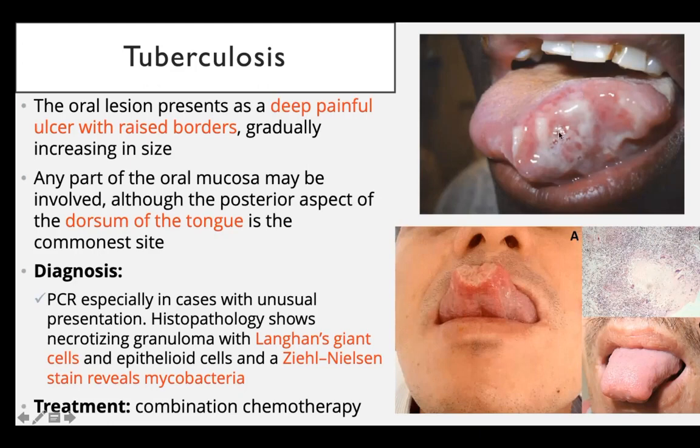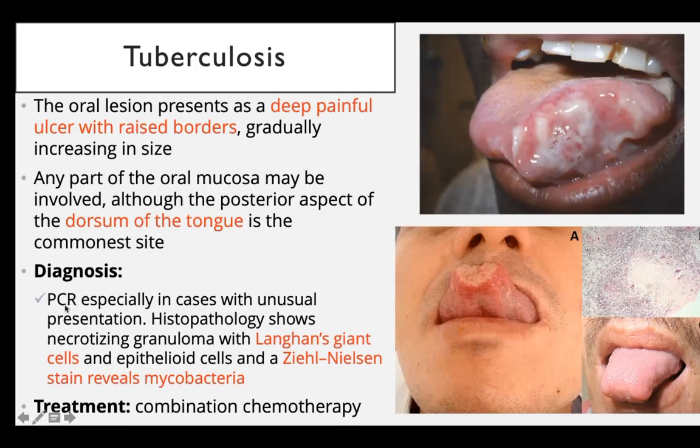Found on the dorsum of the tongue. Strawberry tongue, white. In the case of scarlet fever, the white will peel off. In this case, it will not peel off. And then you will do some patch test for tuberculosis, and you will see that it's positive for tuberculosis.